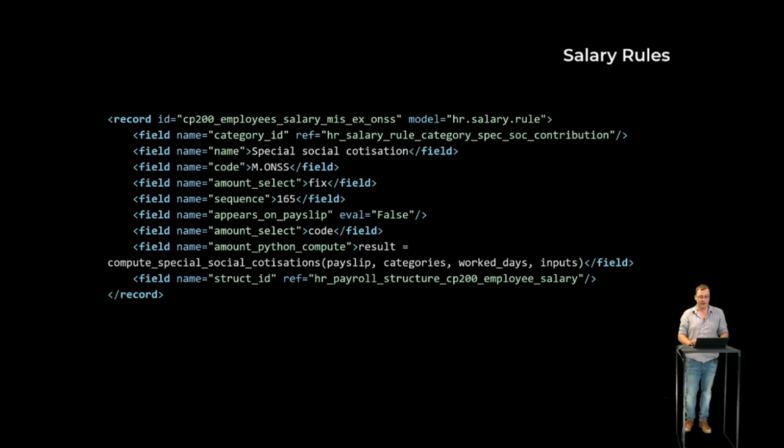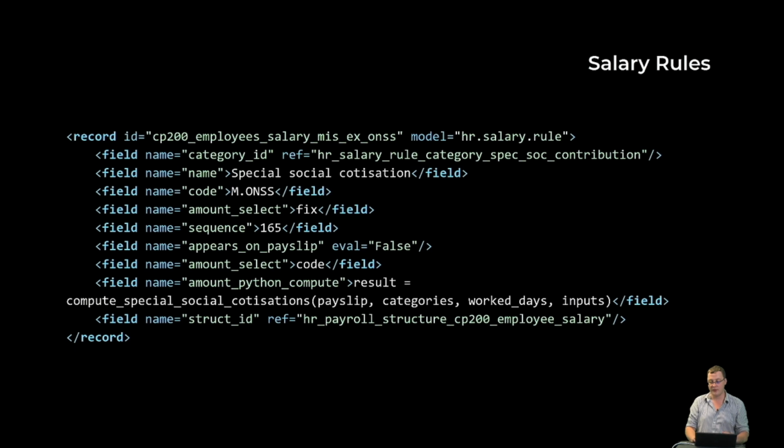Here there is another salary rule example. Here you can see that we use the method compute_special_social_cotisations on the field amount Python compute. So this method doesn't exist in the evaluation context, and that's the reason why we had to override the first element of the local dictionary to add this method along with the float_round method.